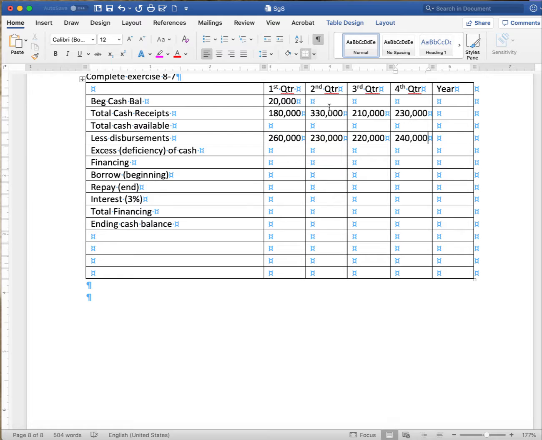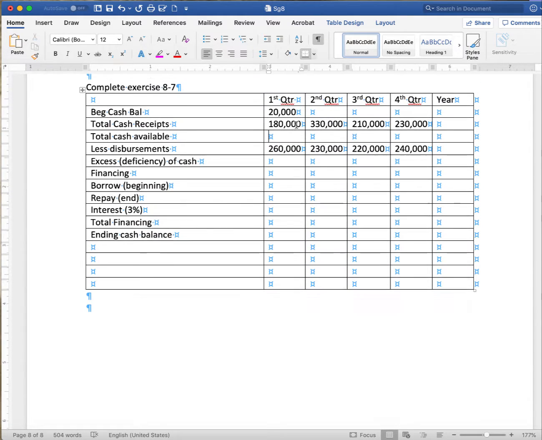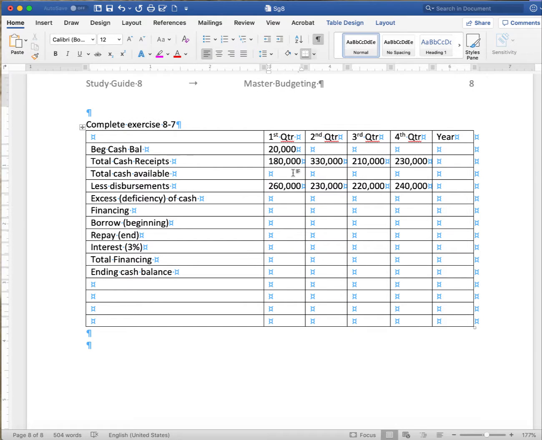All right, so now, since we have all our data in, so to speak, we can go ahead and run through what we have. Okay, so let's look at quarter one. Quarter one says we started with $20,000 cash balance. To that, we received $180,000. That means we have $200,000 available. Okay, great. We now have a deficit. What is our deficit? Well, it's $60,000. That's okay. We can finance.